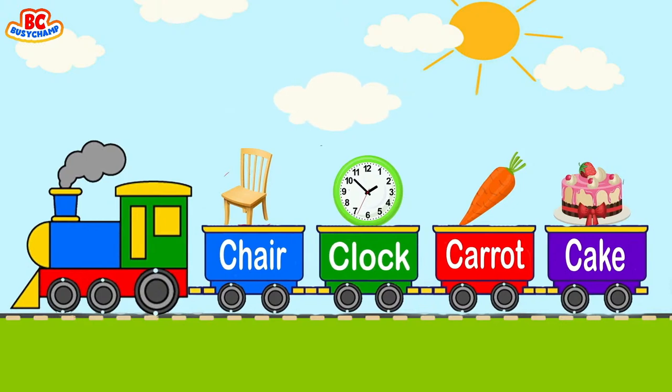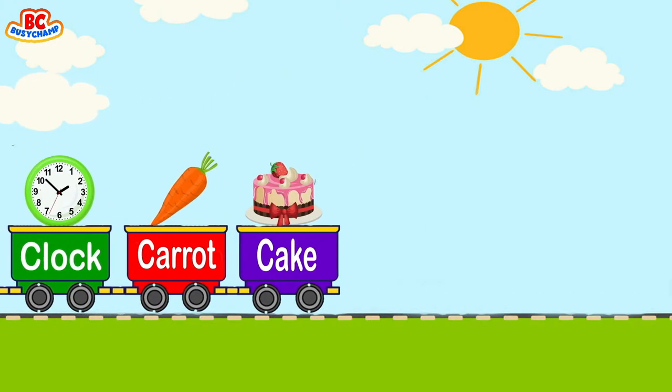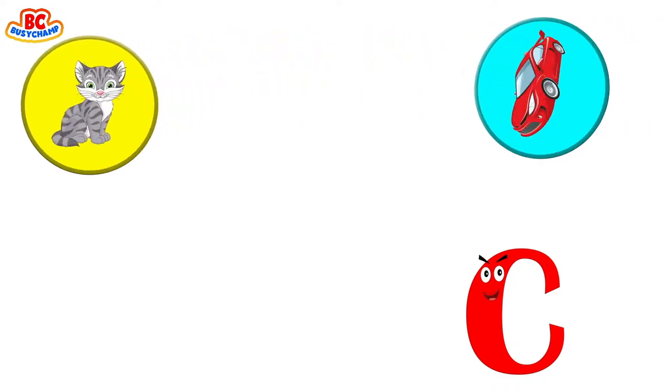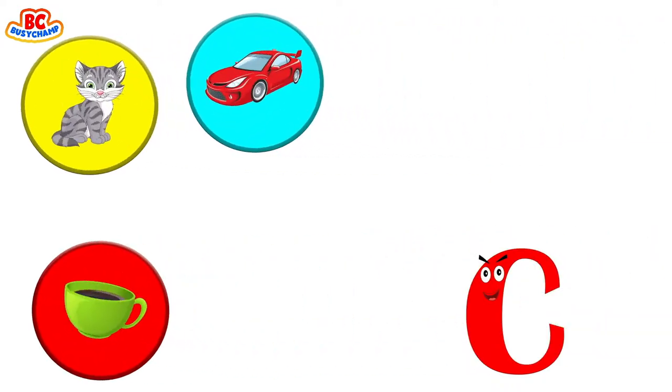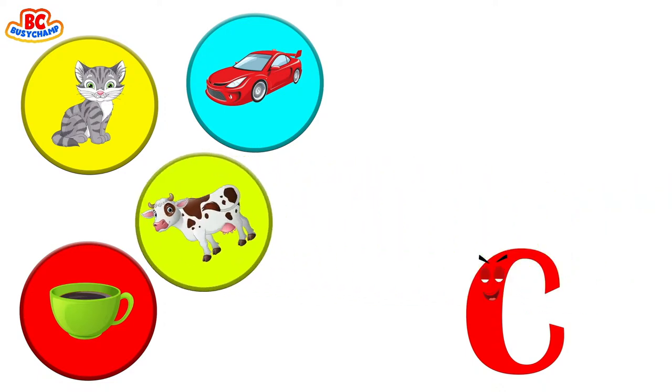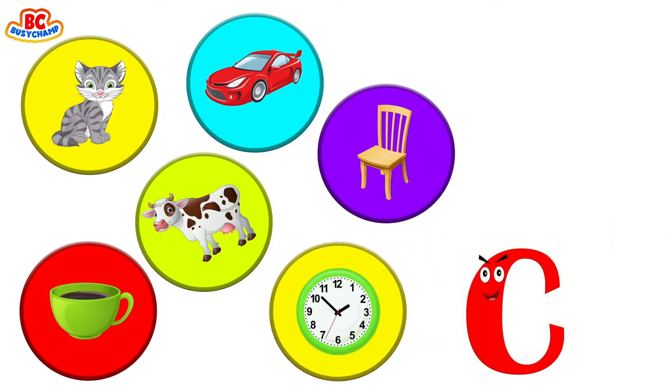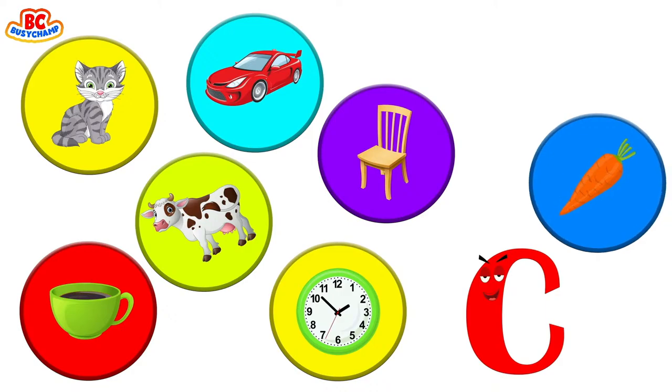Let's revise the words with the letter C. Chair. Clock. Carrot. Cake. C: cat, car, cup, cow, chair, clock, carrot, cake.